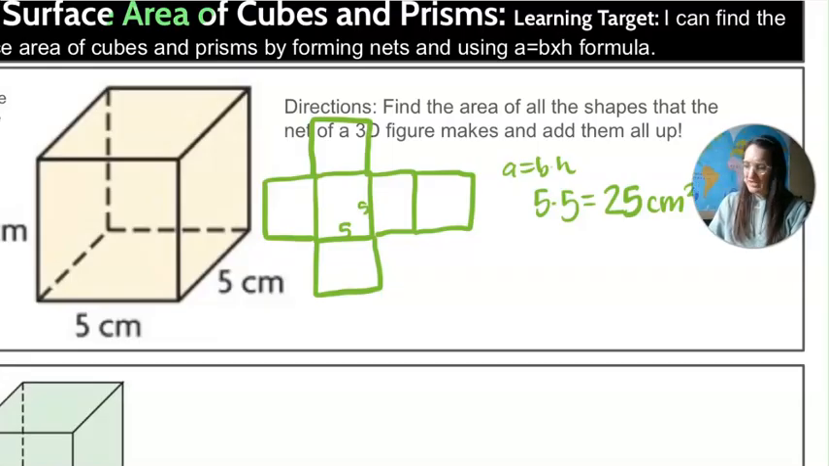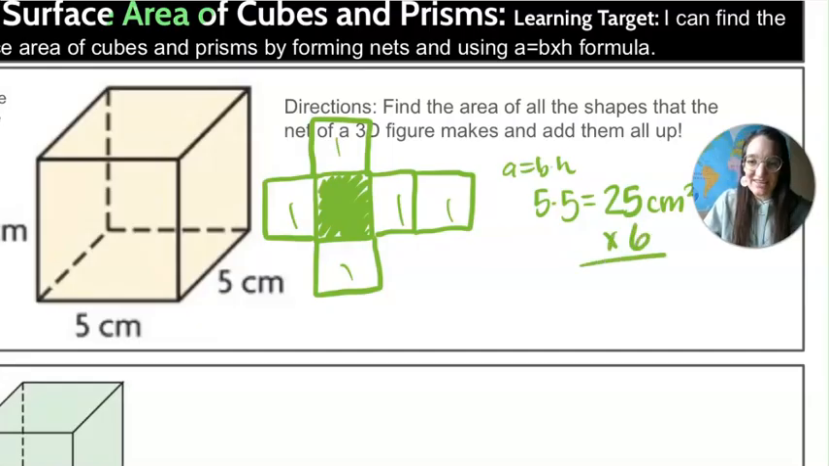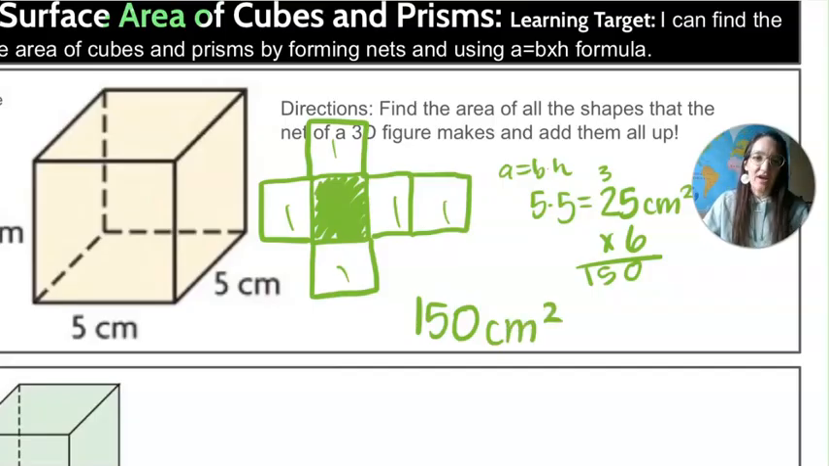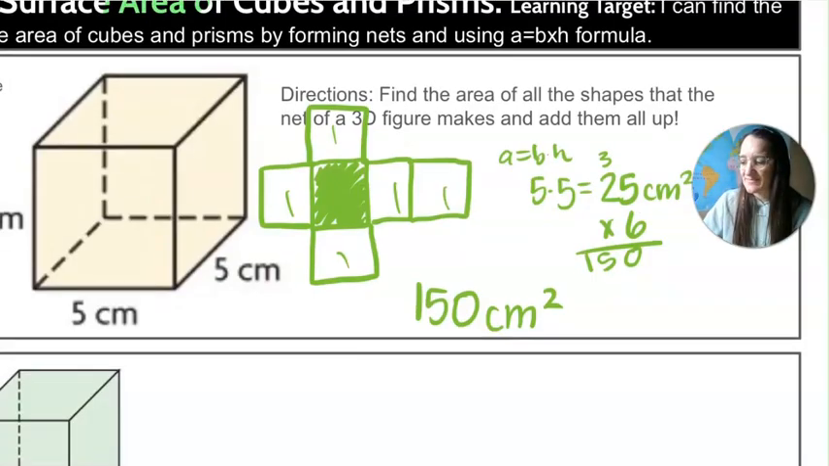I tried them. Okay, so we know that that square right there is 25 centimeters squared. And there's 1, 2, 3, 4, 5, 6. There's 6 of those. So let's times it by 6. And we get 150. So the surface area is 150 centimeters squared. If we wanted to wrap it, let's say it was a present, with the least amount of wrapping paper as possible, we would need exactly 150 square centimeters of wrapping paper. That's what surface area is, okay?